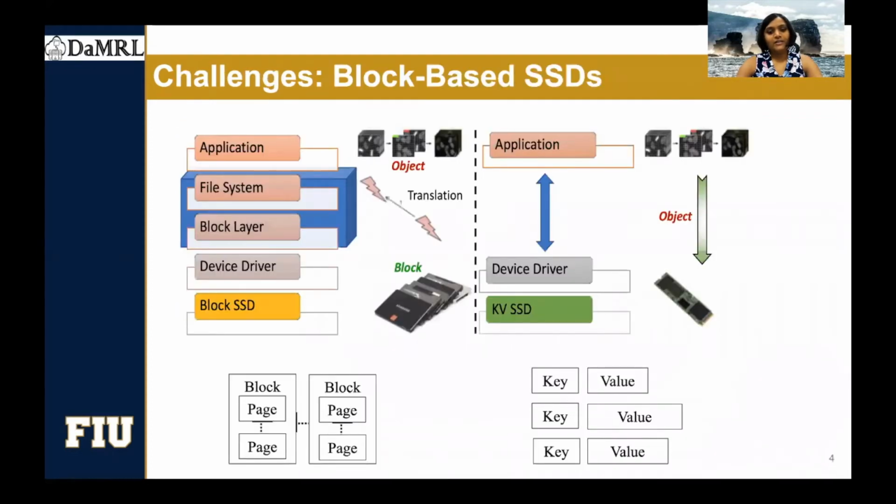So as we see in this figure, the comparison of block SSD IO stack and a KV IO stack, we see on the right, the KV IO stack is capable of storing unstructured objects directly into the storage device, bypassing some of the intermediate system layers such as file system and block layer. Now we see at the bottom for the block SSD, the data is stored within fixed size blocks, each of which consist of fixed size pages. But for KV SSD, the data can be stored directly as variable sized key value pairs.